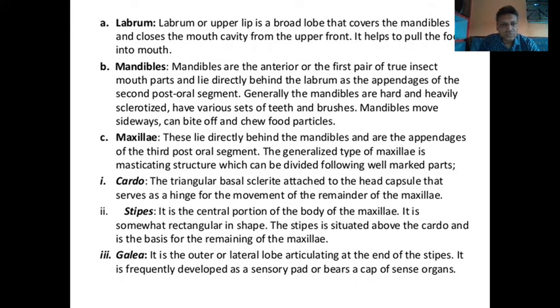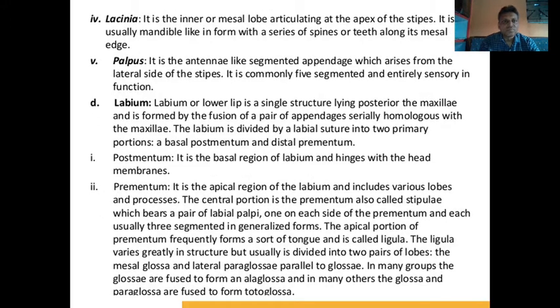The maxilla is made up of three parts: cardo, the triangular part attached to the head capsule; stipes, the central portion of the body of the maxilla; and galea, the outer or lateral lobe articulating at the end of the stipes. These are the different parts.